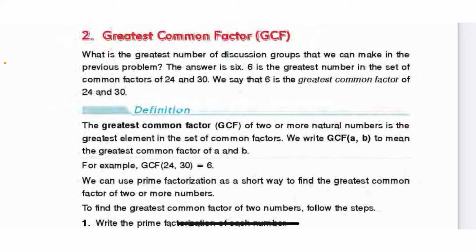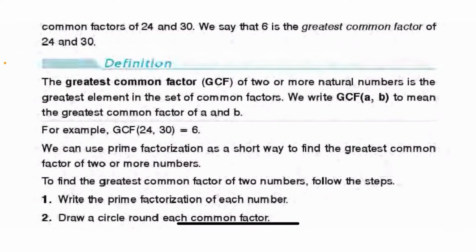So the greatest common factor, or GCF, of two or more natural numbers is the greatest element in the set of common factors. We write GCF of A and B to mean the greatest common factor of A and B. When we write the greatest common factor, we write GCF and put A and B in the brackets. For example, GCF of 24 and 30 is 6.